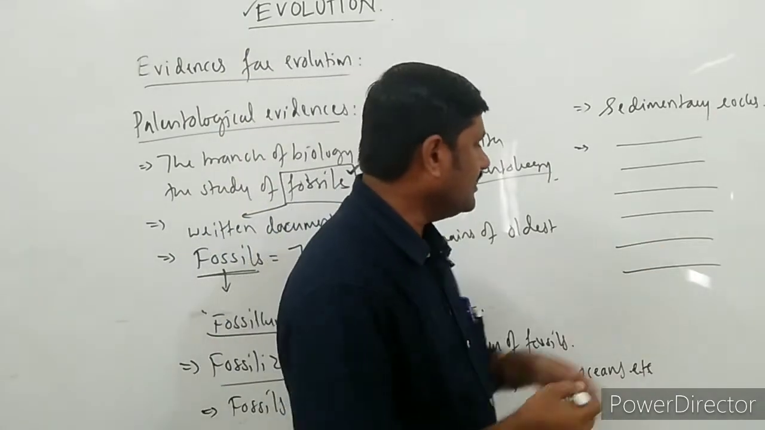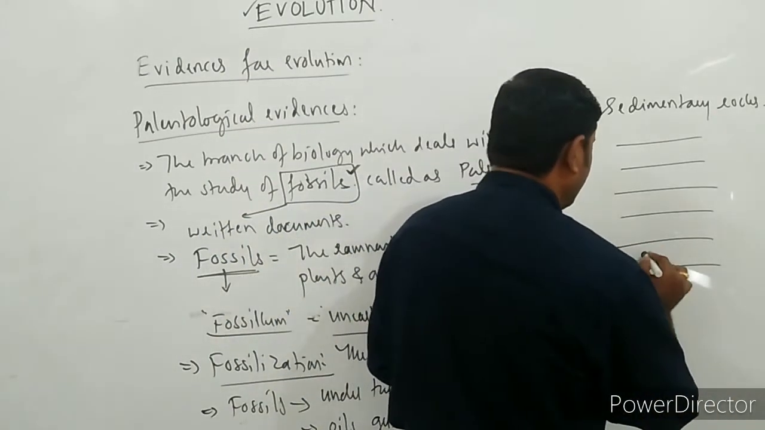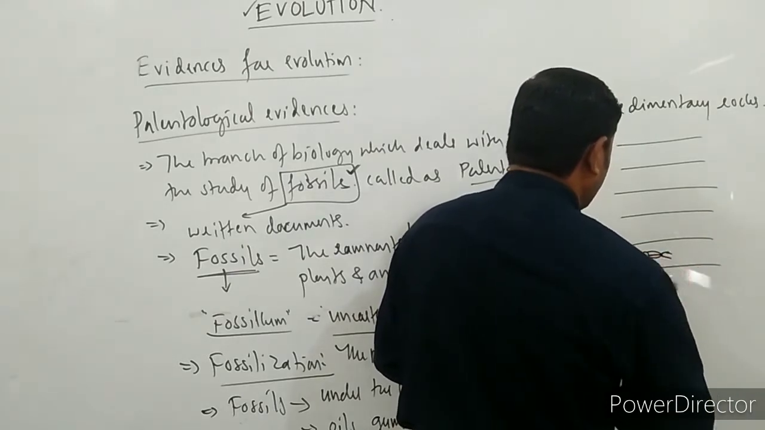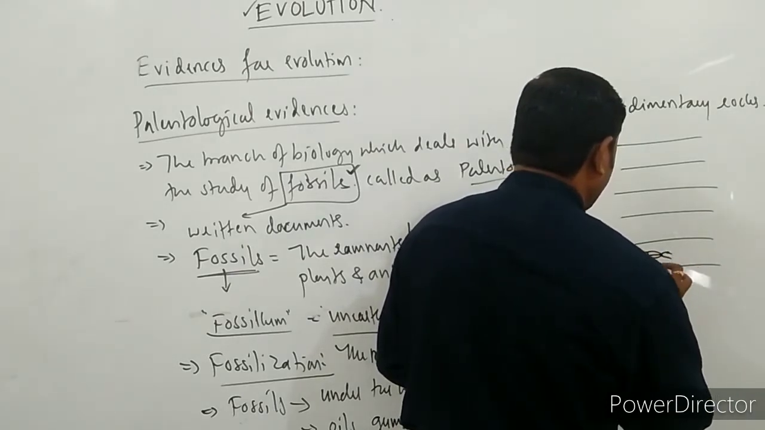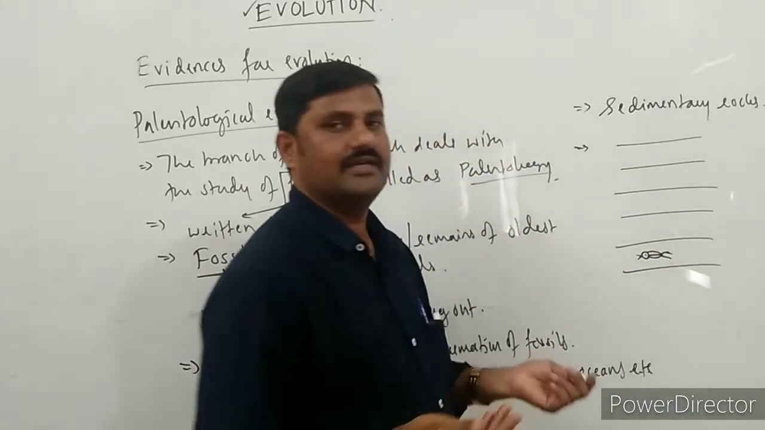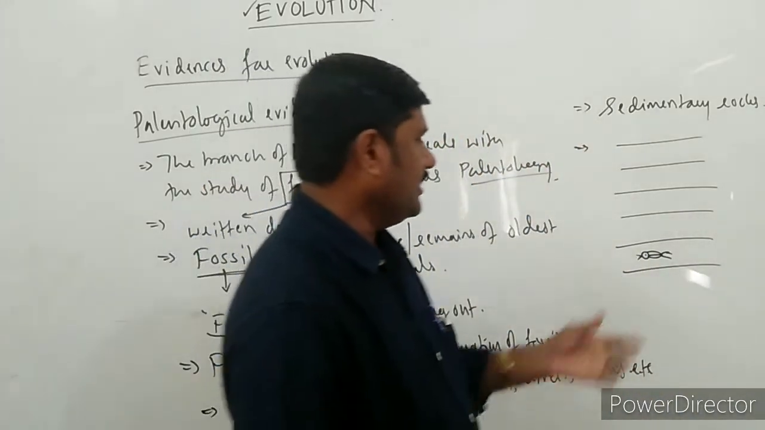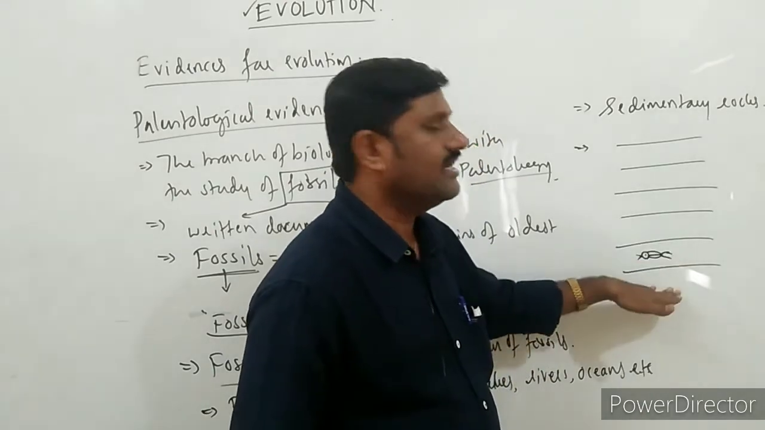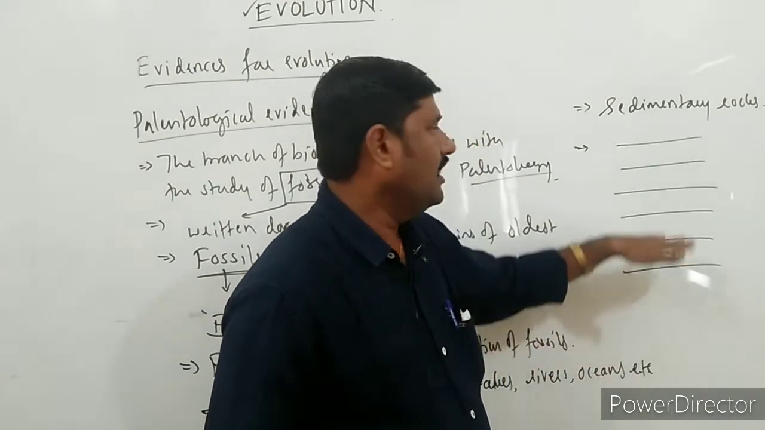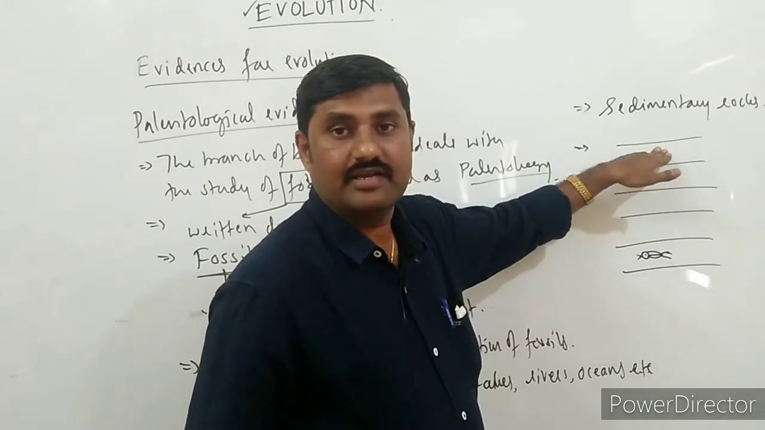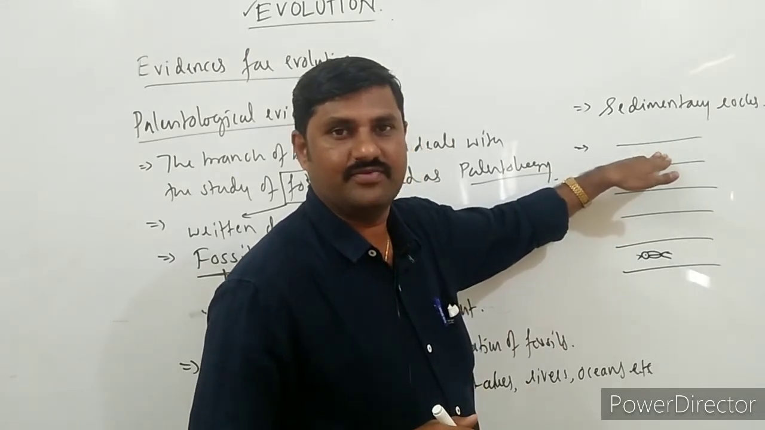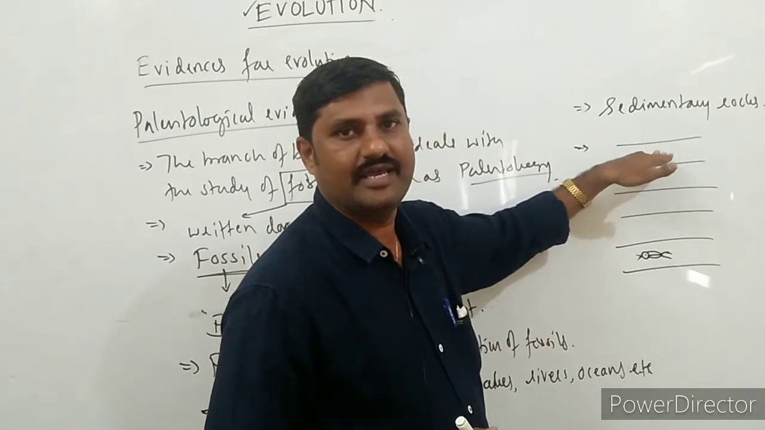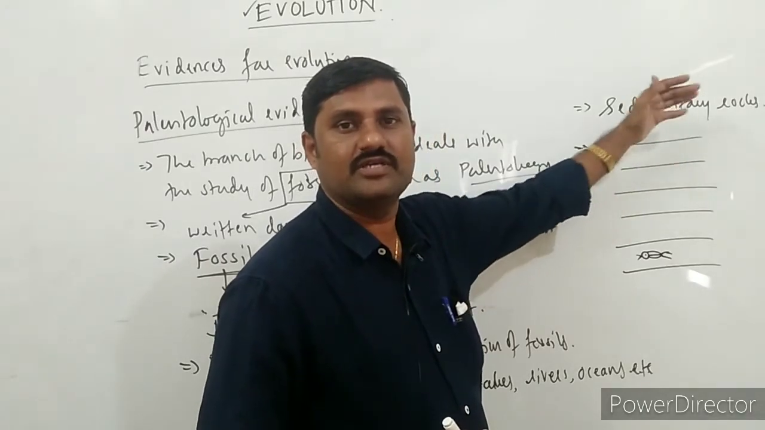So at that moment, if any insect remained over here, then it remains over there and it becomes the oldest one. Why? Because it is present in the innermost sedimentary layer, and the outer one is the most recent one. If there are any animals, plants available in this sedimentary layer, then they are said to be the most recent one.